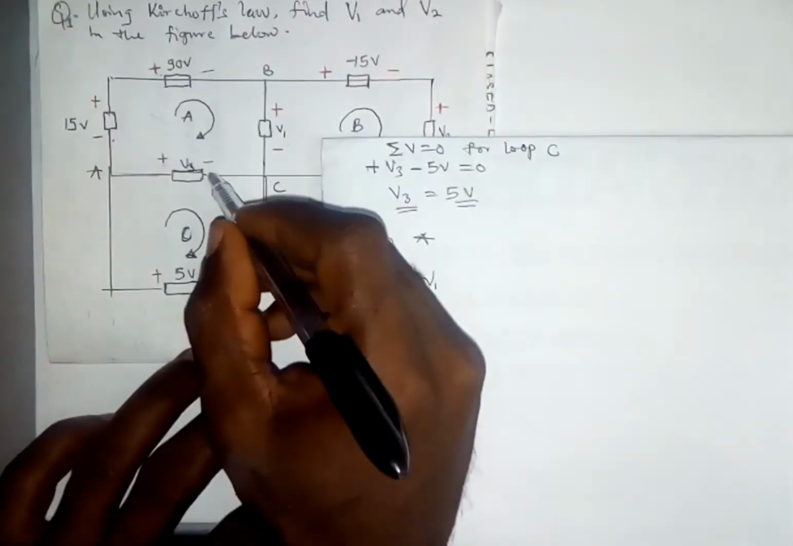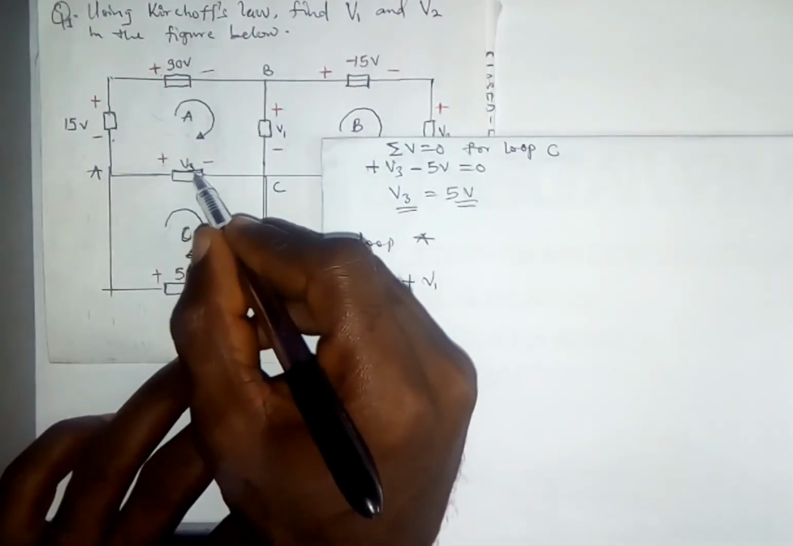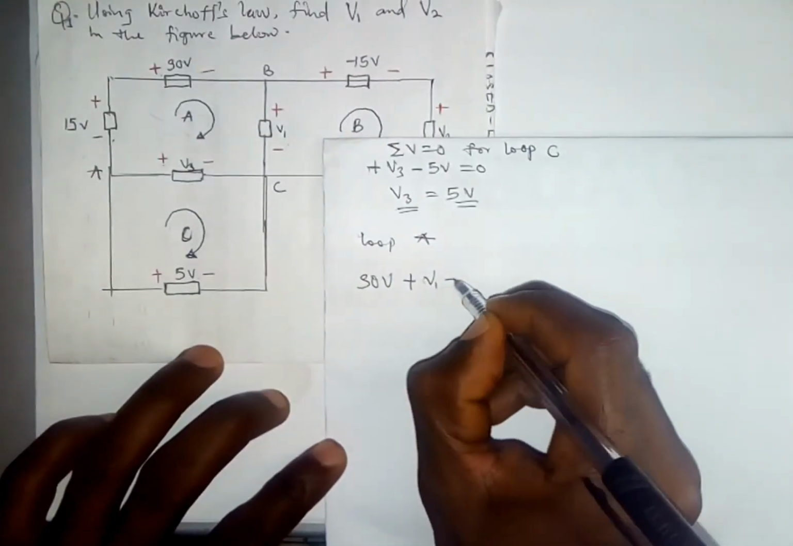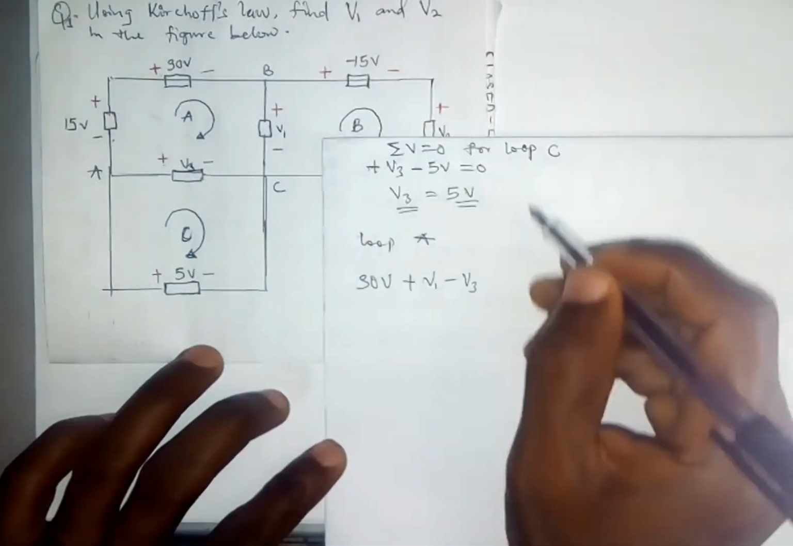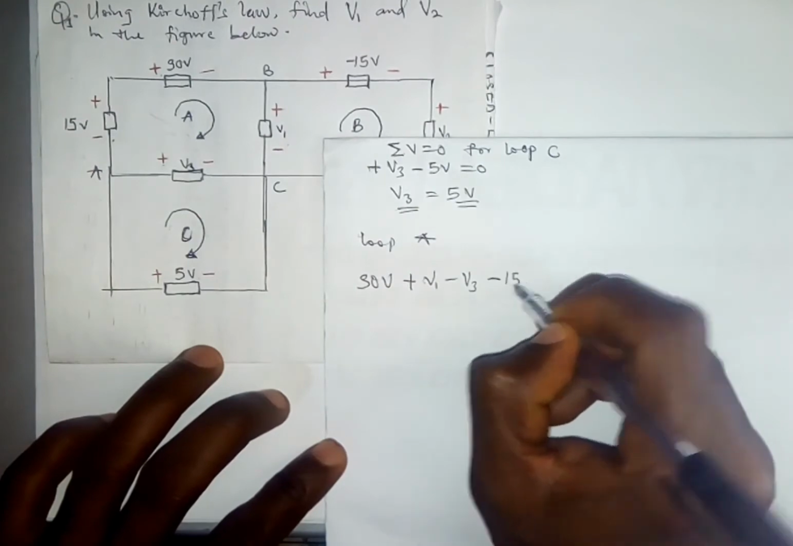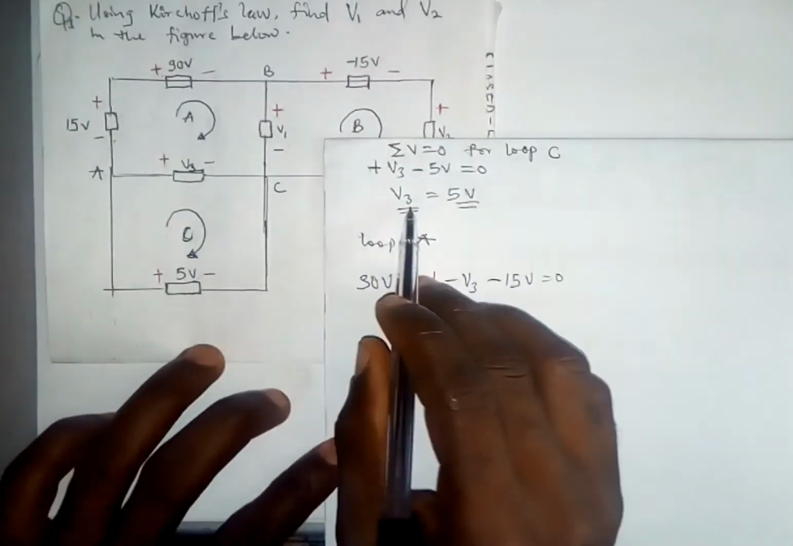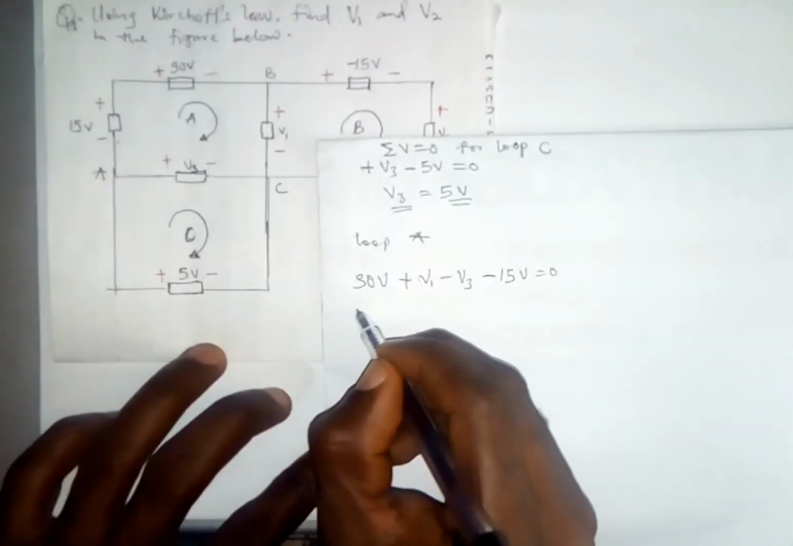If you go into this one, in this case, a little bit of difference has taken place. So this is going to be what? Negative to positive. So it's going to be negative V3. So going back to this one as well, it's going to be negative 15V equals to 0. So already we've gotten our value of V3 to be 5. We can easily put that straight.